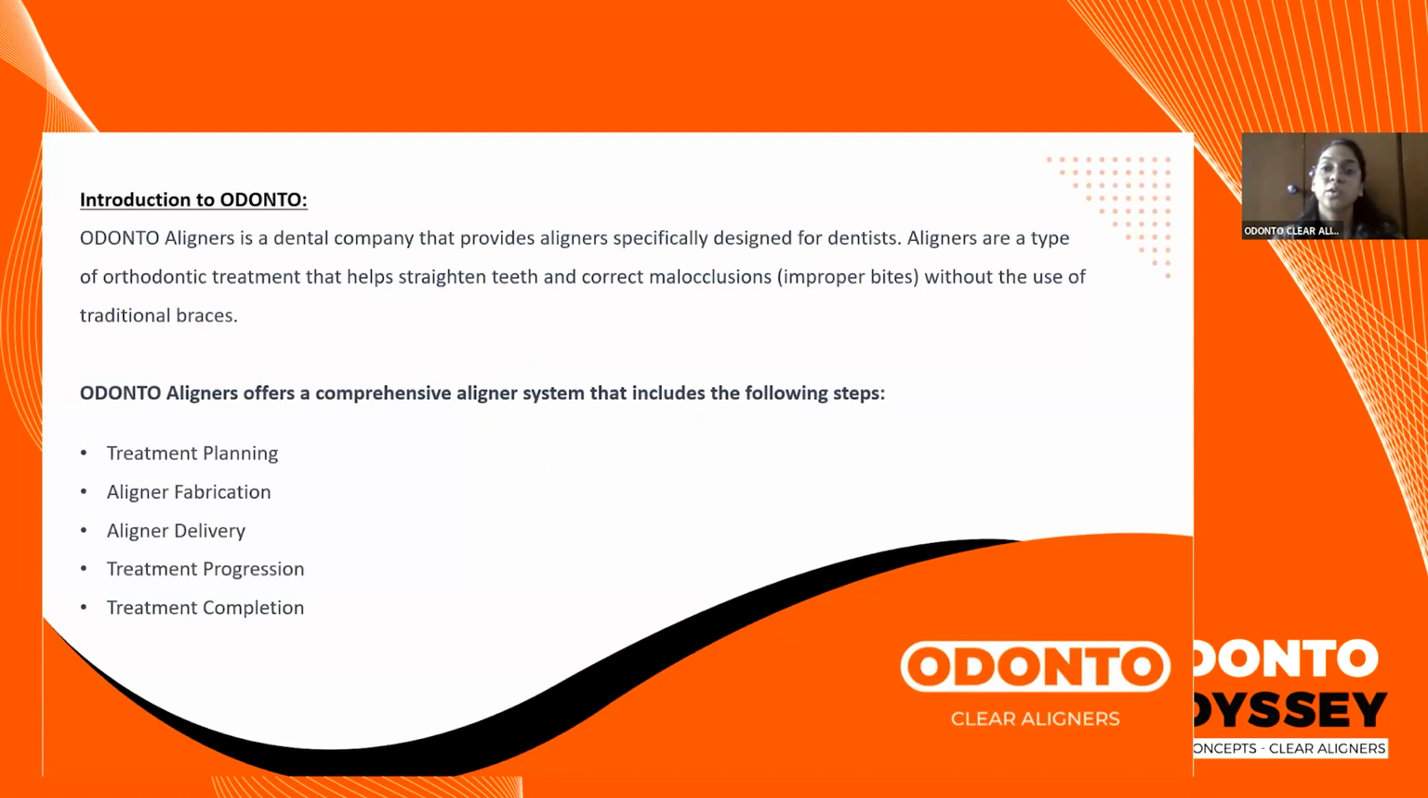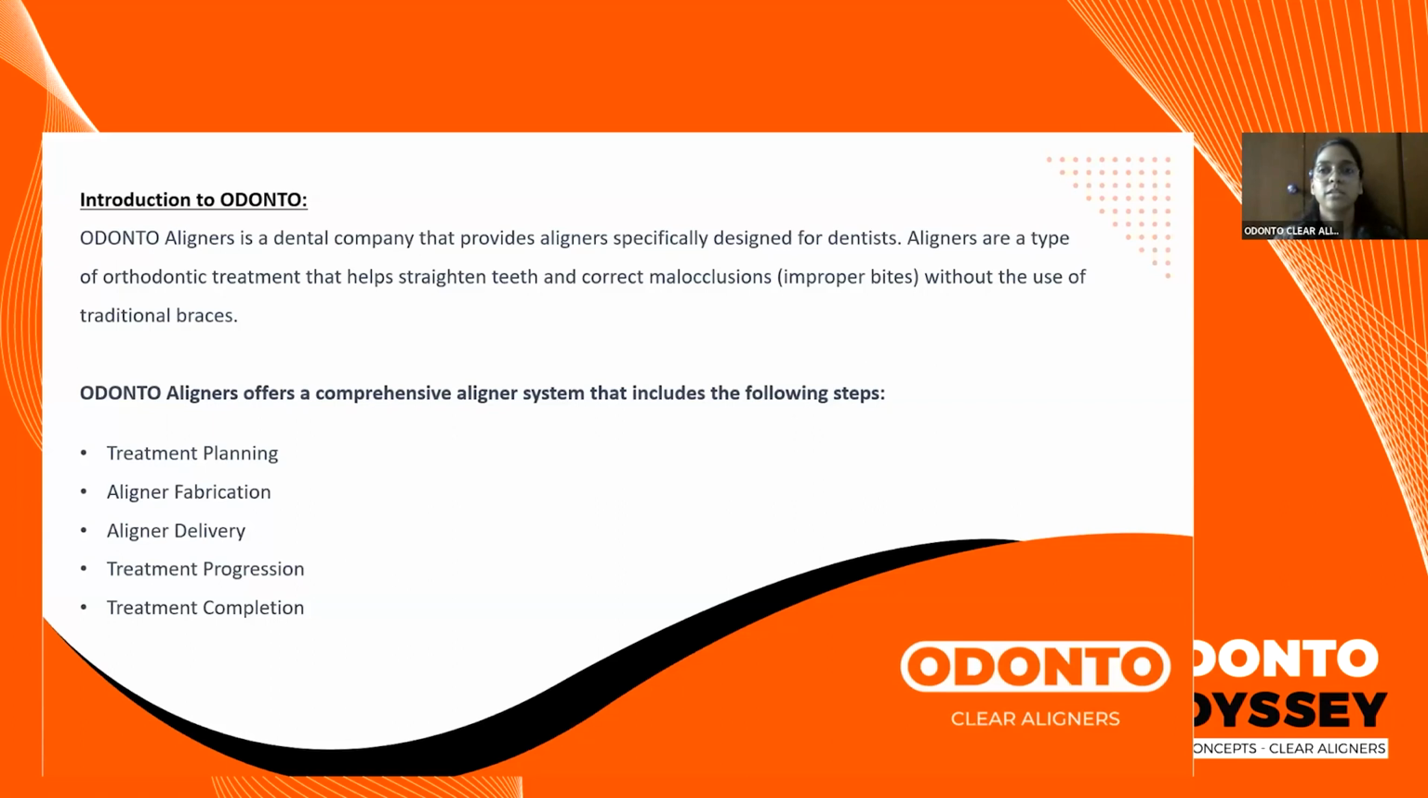All right. So Odonto is basically a dental company which provides aligners specifically designed for dentists to help them with the orthodontic treatment they would like to offer to straighten teeth and correct malocclusions, in terms of rotations, spacings, or crowding. It is an alternative to traditional braces.